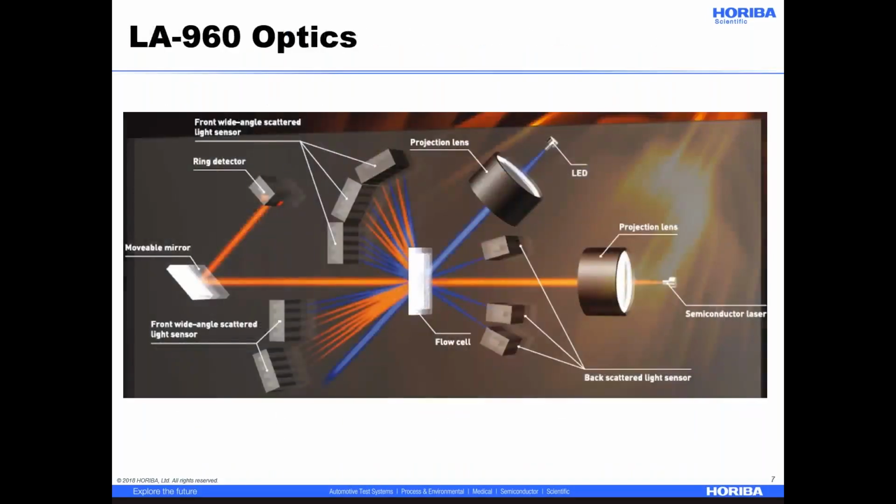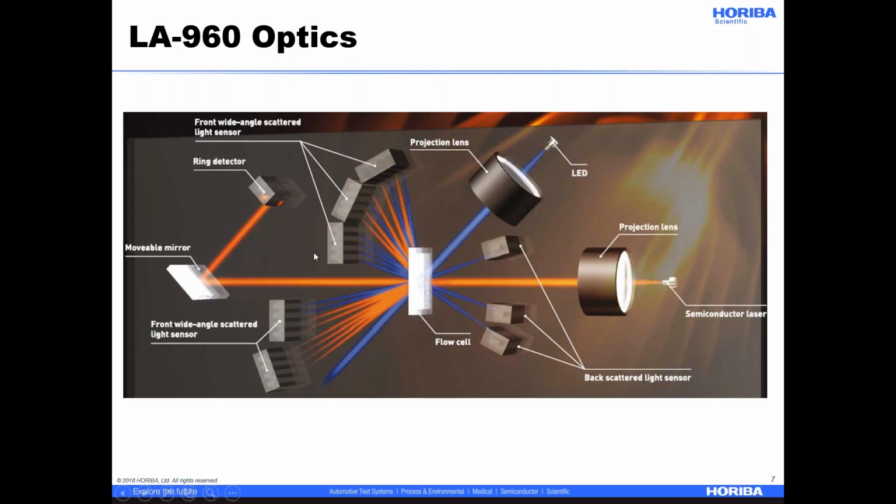So going into the mechanics of an instrument, this is an optical diagram for the HORIBA LA960 laser diffraction analyzer. We have a laser on the right, a lens, and we have a sample in the middle, and we have a flow cell, and that could be either particles falling or flowing in a liquid. And then we have detectors scattered around the sample.